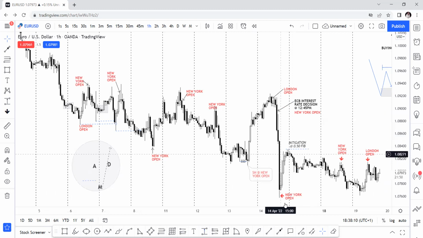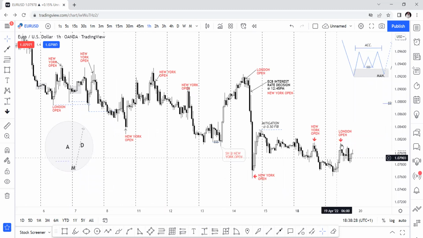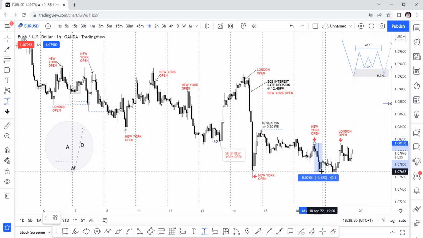So then you come to New York. Okay, after taking out these equal lows, you have a retest of that. Then you can see at every New York Open, we usually have a reversal. At New York Open, we usually have a reversal. So next session we're going to talk about the trade pattern you can use. 45 pips.